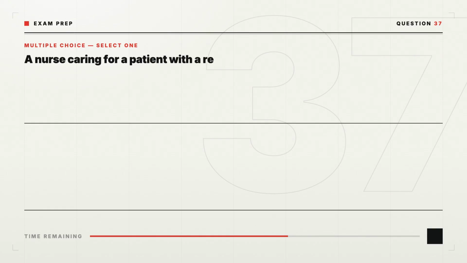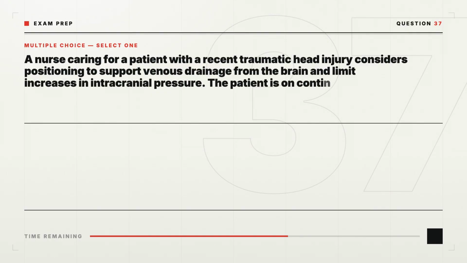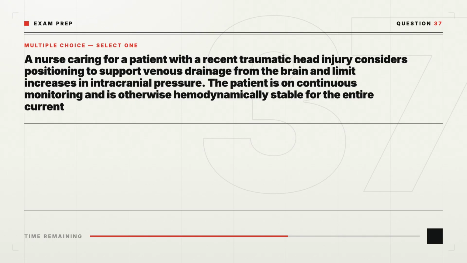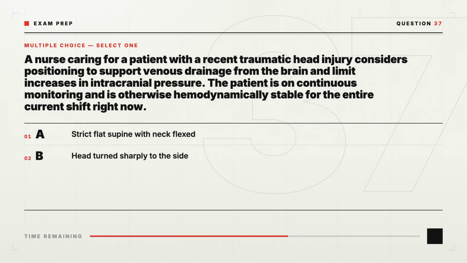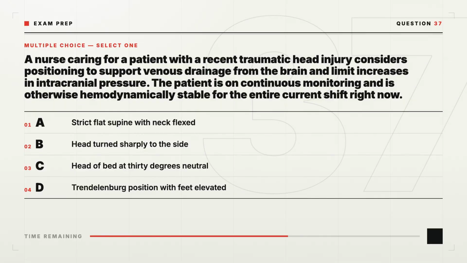Question 37. A nurse caring for a patient with a recent traumatic head injury considers positioning to support venous drainage from the brain and limit increases in intracranial pressure. The patient is on continuous monitoring and is otherwise hemodynamically stable for the entire current shift right now. Your options are A. Strict flat supine with neck flexed. B. Head turned sharply to the side. C. Head of bed at 30 degrees neutral. D. Trendelenburg position with feet elevated. Pick one. Trust your gut. Here's your chance to test yourself.